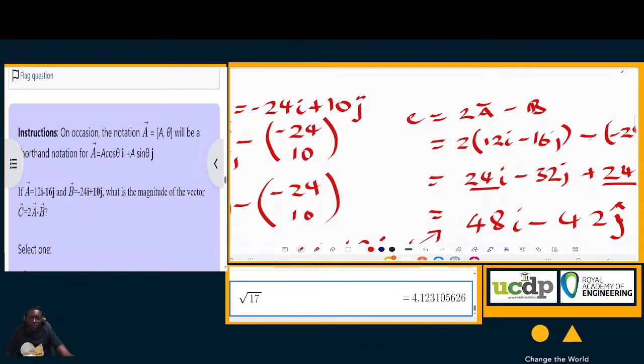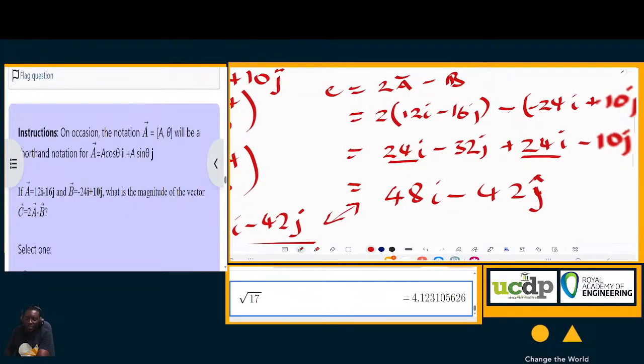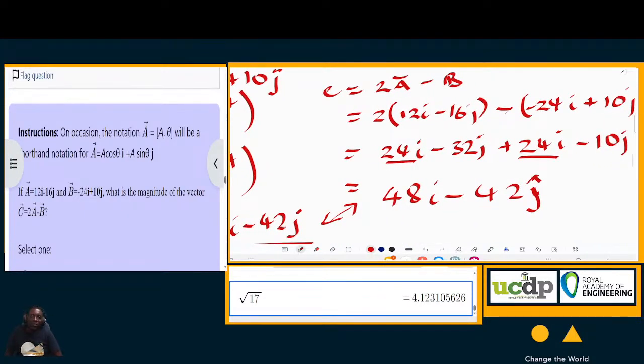Yes, I noticed that I added the I and J instead of I and I. So be careful with that. Good. You have to be careful there. Make sure the terms are the same.